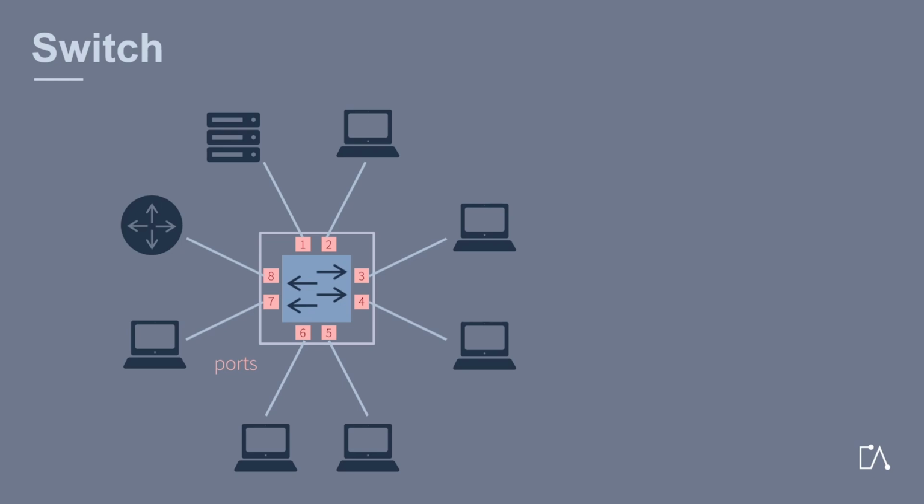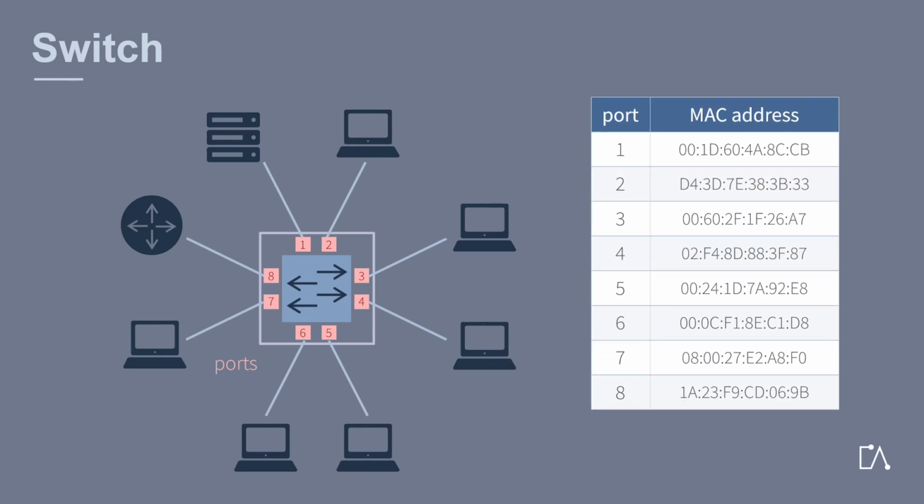A switch is intelligent. It does not simply send a data packet to all participants, but specifically to the participant for which the packet is intended. During operation, the switch automatically learns which device is connected to which port. To do this, it stores the ports with the corresponding physical addresses of the devices in a table. These physical addresses are also called MAC addresses.